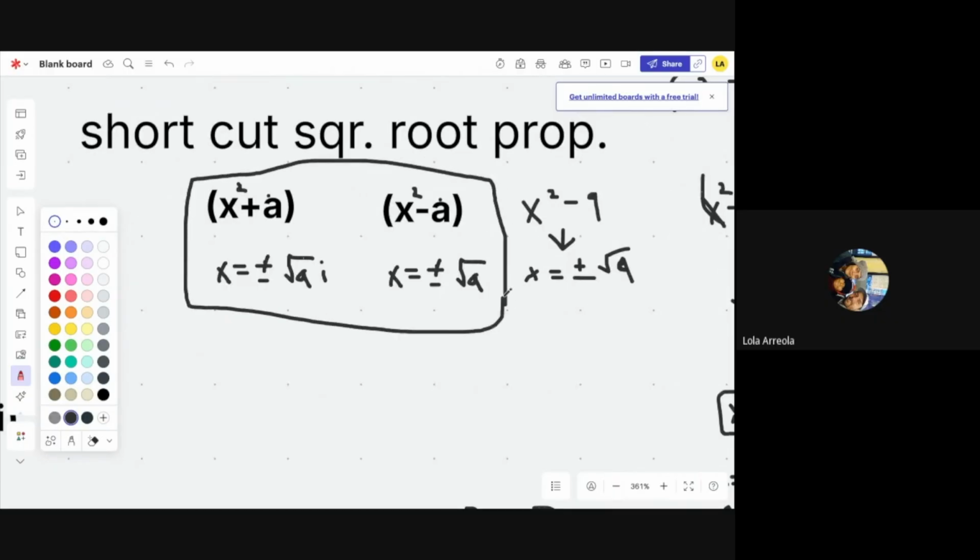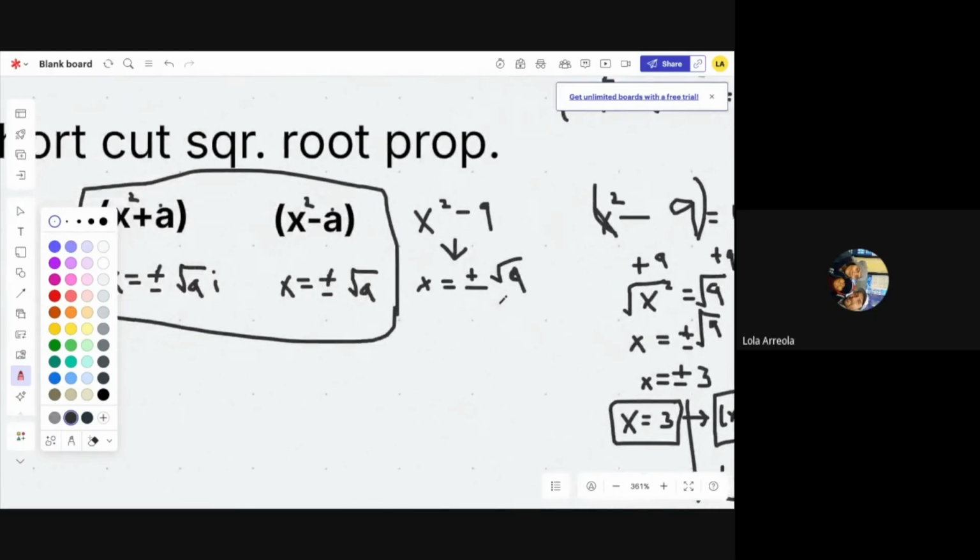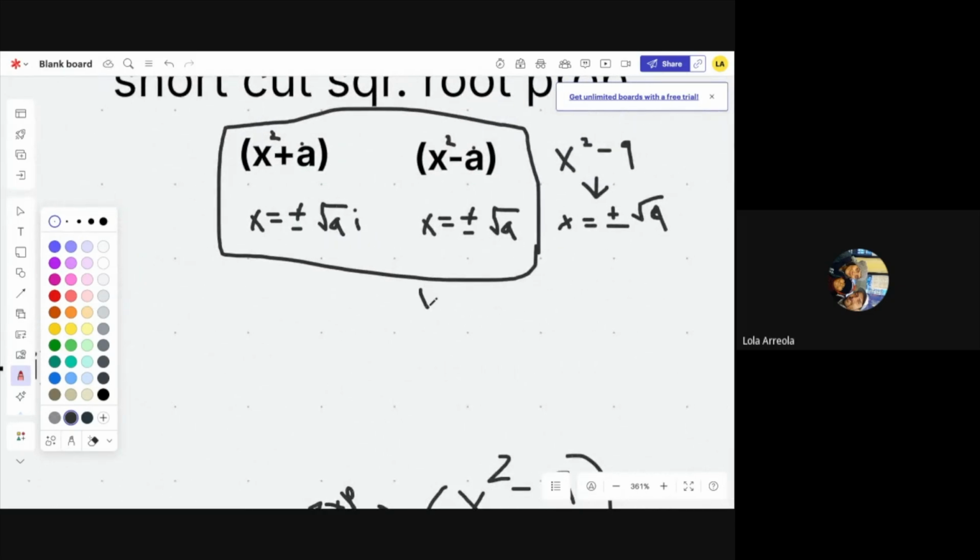We did examples with perfect squares, but let's say I have x squared minus 6, for example. Okay, so I have x squared minus a number, so my solution is x equals plus or minus the square root of what? The square root of the letter, right? So in this case, the square root of 6.